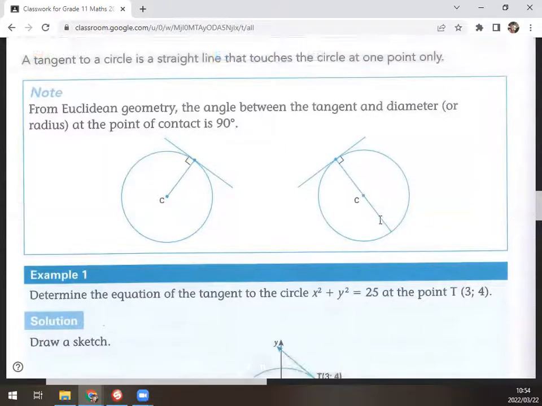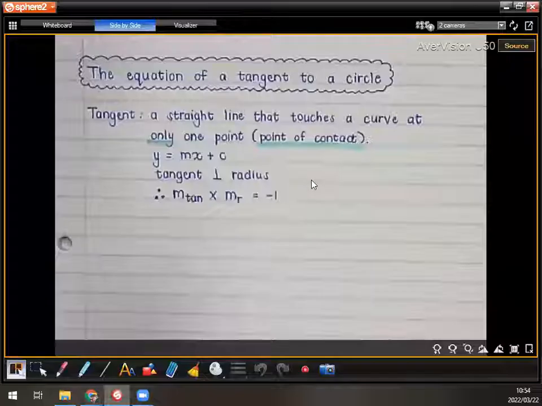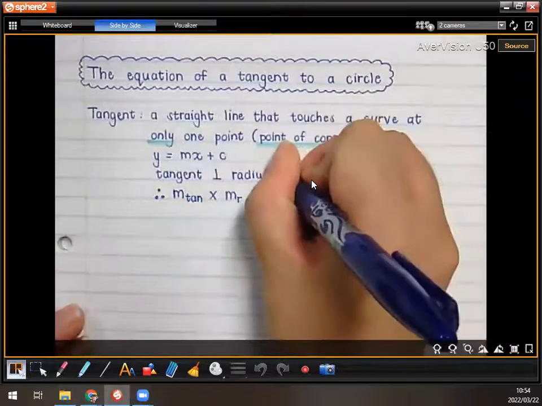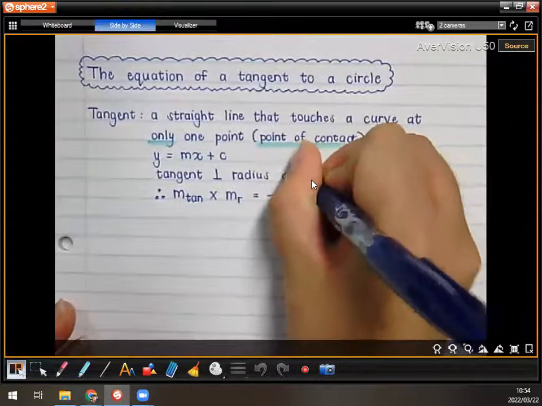Here they have a diameter, all right, but we can still find the gradient of this line. There we have the center, there we have the point of contact. The tangent is always perpendicular to the radius at that point. Okay, so that is what I tried to explain there. Tangent perpendicular to radius. Maybe let's add at point of contact.